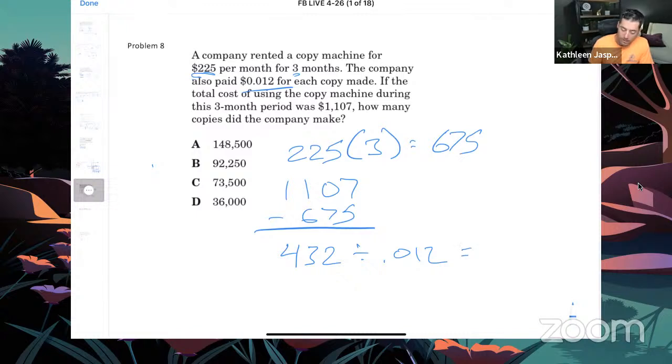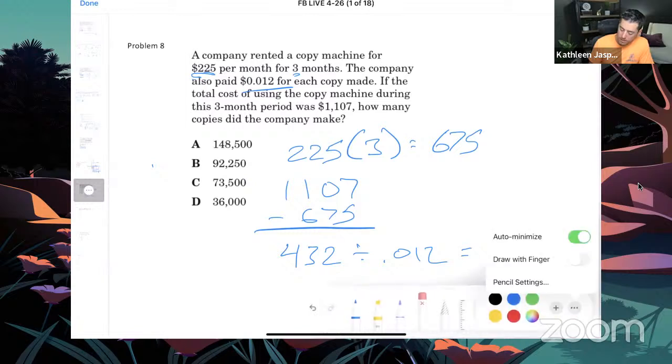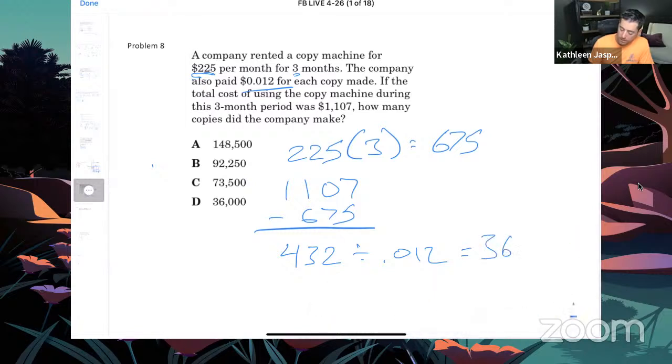And you end up getting 36,000. And that's it, right? 432 divided by 0.12 is 36,000. D, 36,000 copies is what they're looking for, okay? It's pretty straightforward. You're just taking the cost and finding the missing piece. In this case, it was the copies made, but they give you all the information there. So just straightforward.